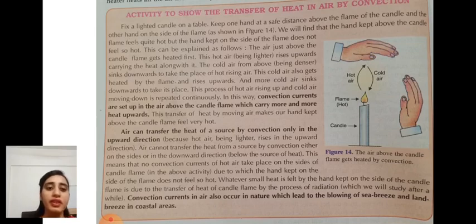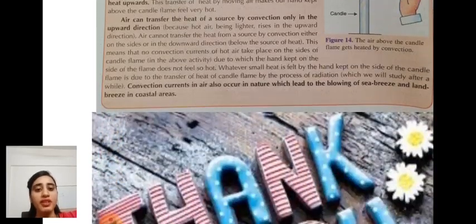After that, we'll discuss radiation, and convection currents in air also occur in nature, which lead to the blowing of sea breeze and land breeze in coastal areas. Okay, in our next lecture, we will discuss sea breeze and land breeze, and radiation.